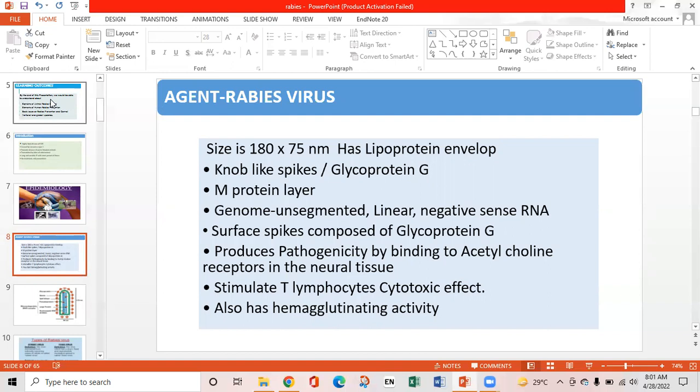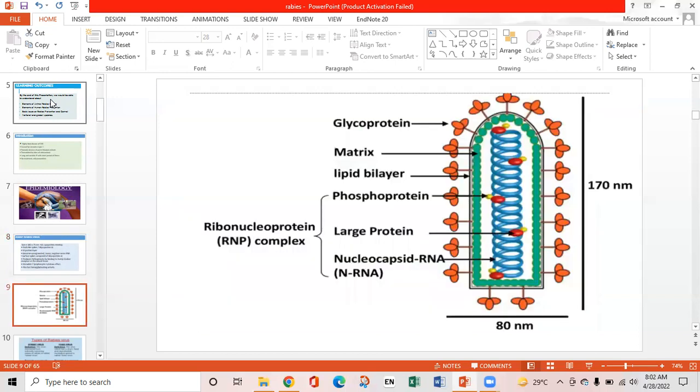Surface spikes composed of glycoprotein G produce pathogenicity by binding to acetylcholine receptors in the neural tissues. It stimulates T lymphocyte cytotoxic effects. It also has hemagglutinating activity. This picture shows the structure of the rabies virus, with the glycoprotein layer, matrix, lipid bilayer, phosphoproteins, large proteins, and the RNA complex.